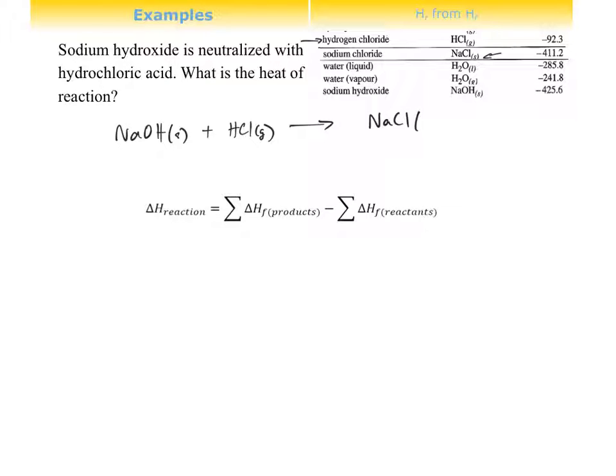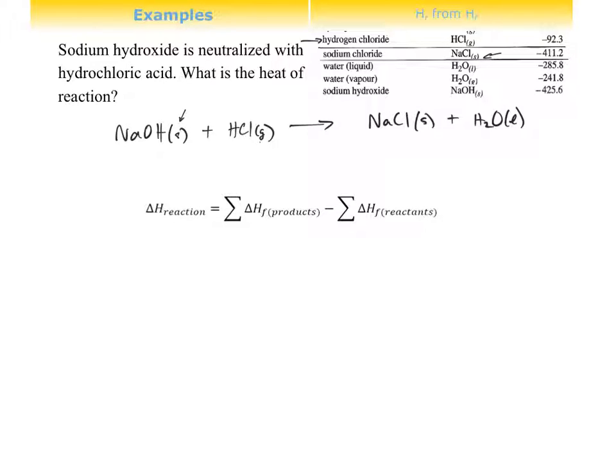Do I have that one written? Yeah, as a solid plus water. And water we'll say is a liquid. Okay, so that's the reaction. I'm a little bit worried about this because I do have this one as a solid, and we can do that, solid sodium hydroxide, but then hydrogen chloride or hydrochloric acid, typically we write that as aqueous, but I don't have aqueous on my standard heats of formation chart, so I'm just going to go with this one. All right, so there's my chemical reaction.